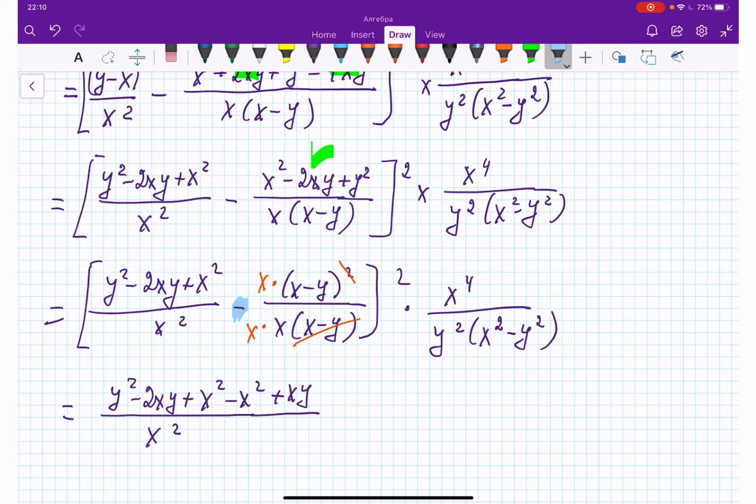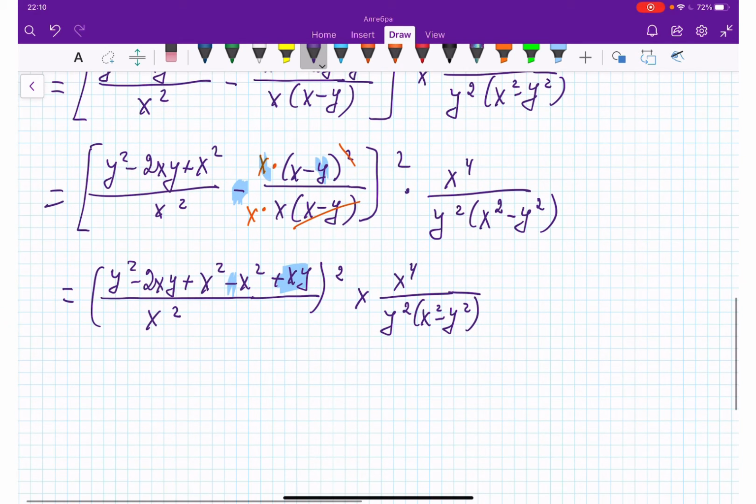So x times x was positive x squared. It becomes here negative x squared, right? And x times negative y is going to be negative xy. Here x times negative y is going to be negative xy, but because of the negative sign in front of the fraction, it will become positive xy. Yes? Okay. And we divide by x squared. Let's put parentheses. And times x to the 4 over y squared times (x squared minus y squared).